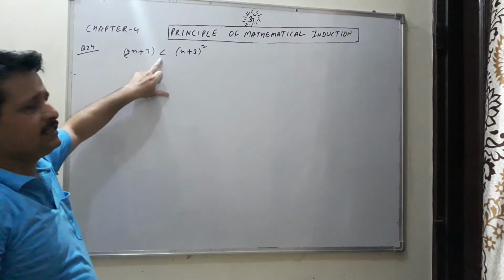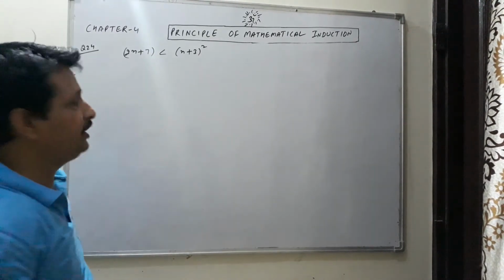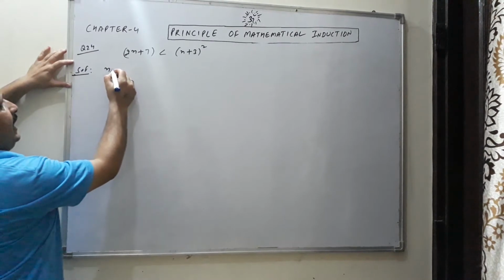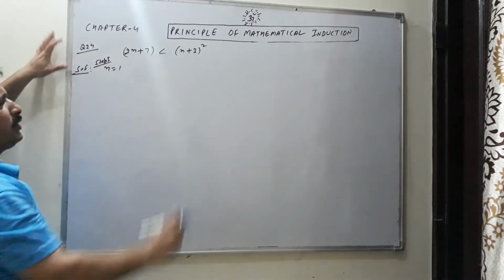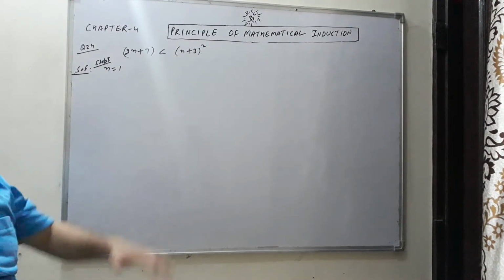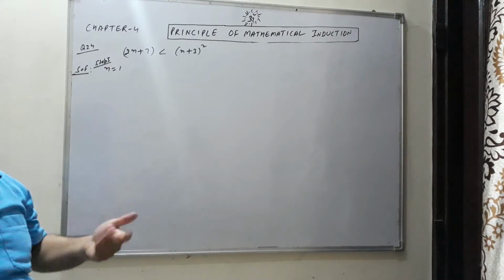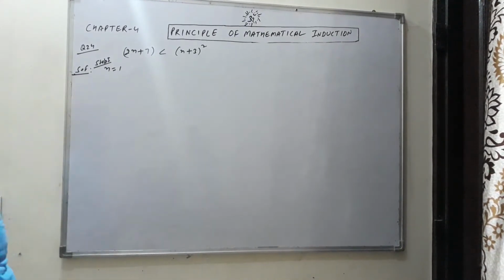Here again the less than sign is there, an inequality problem. We are making use of PMI to solve it. So let us come to its solution. That is n is equal to 1, our step number 1. I am going to write here step number 1, step number 2 to make the problem easy for you, students. Later you can write case number 1, case number 2, case number 3, a different way we can use.